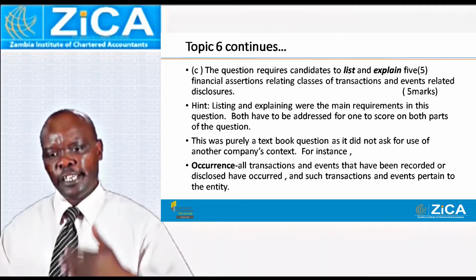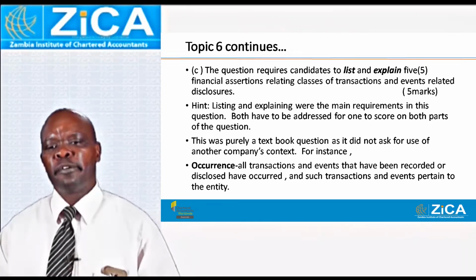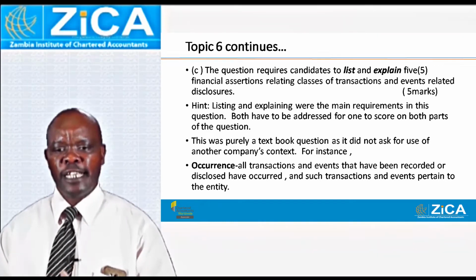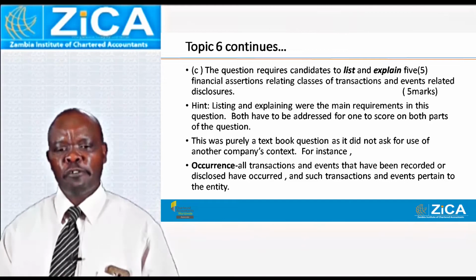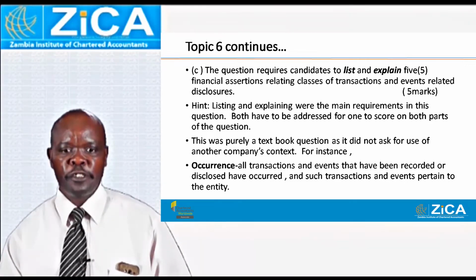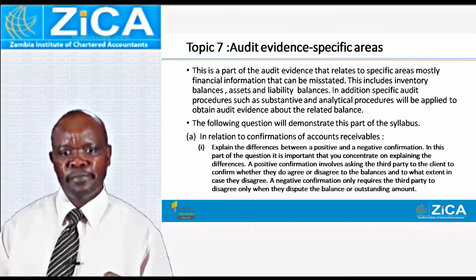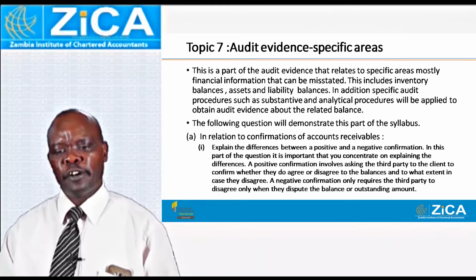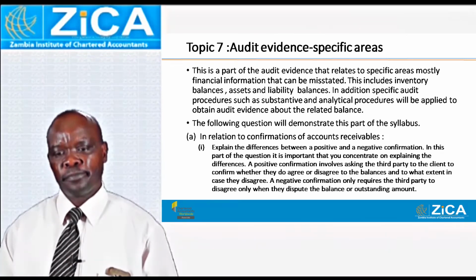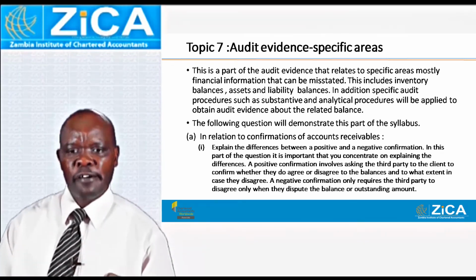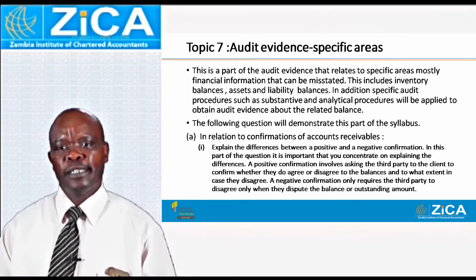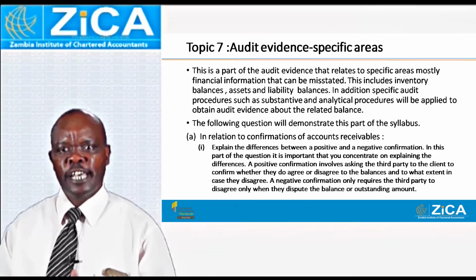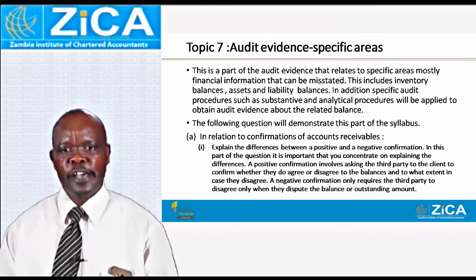So again, we'll be having the questioning verbs repeating almost in every question. And these are some of the things that you may not find as defined in the textbook, and that is why we are sharing this kind of information with you. For topic 7, that is audit evidence, specific areas. Again, the topic of audit evidence is quite vast, but certain areas can be specified. And some of these areas are what you learn in financial reporting. So what evidence are we looking for in specific areas?